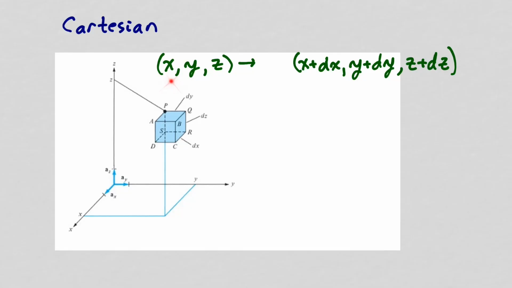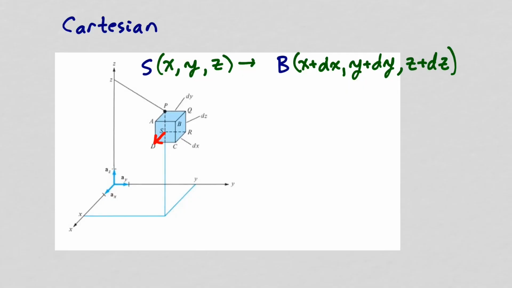Let's go to a point in Cartesian coordinates, x, y, and z, and let's increase each coordinate by a differential amount to x plus dx, y plus dy, z plus dz. Looking at our differential cube, you should be able to tell that this first point is at point S on the cube and that we go to point B.